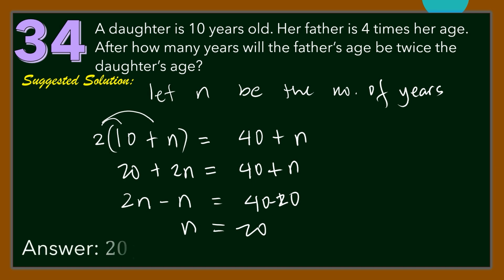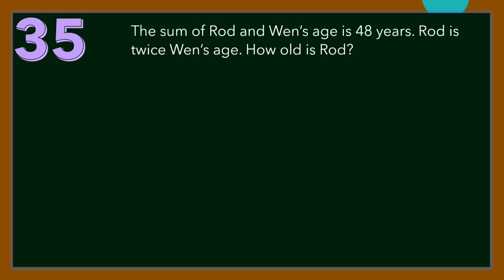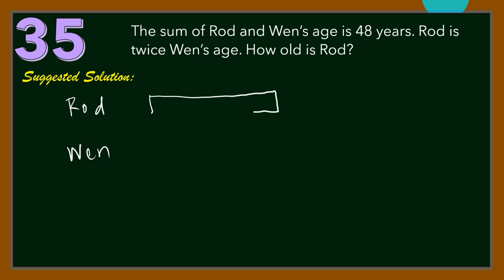35. The sum of Rod and Wen's age is 48 years. Rod is twice Wen's age. How old is Rod? For our suggested solution, let us represent Rod and Wen's age using blocks. So we have Rod and Wen. Rod is twice Wen's age, so let us represent Rod's age by a block that is twice the length of that block or box representing Wen's age.